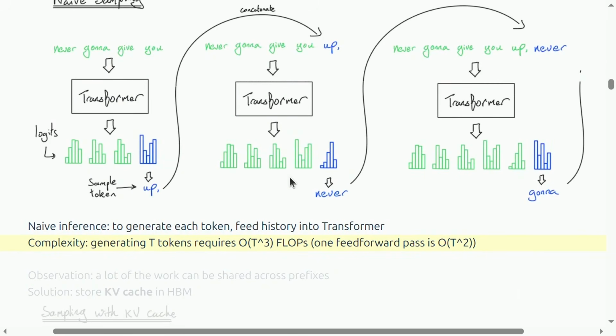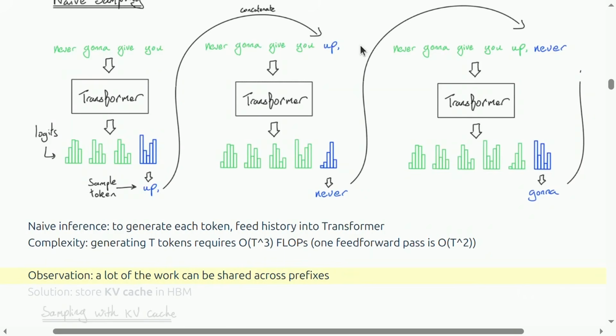But the observation is that you don't actually have to do this. A lot of the work can be shared across prefixes. For example, when generating "never" versus generating the next token, you're computing a lot of the same keys and values for "never gonna give". These shouldn't change, because it's a causal transformer. If it were bidirectional, then attaching a token would change everything. But if it's causal, the activations here don't change based on any tokens you append.